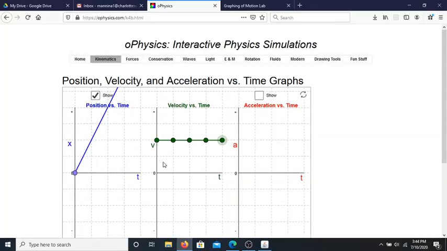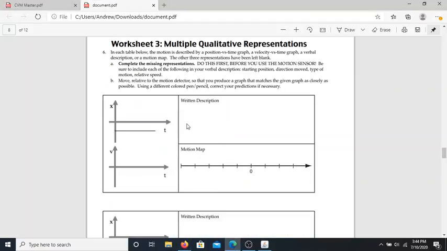Now, coming back to our actual worksheet, the reason this is important is that we are spending this whole first unit not only talking about the motion of an object, but also getting used to a lot of different ways that we're going to represent how things move in physics class. So now, I've given you 4 different tools to model the motion of an object: the position time graph, the velocity time graph, a literal written description, and a motion map.